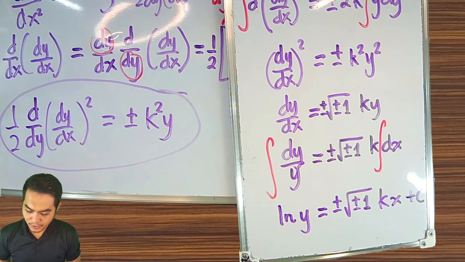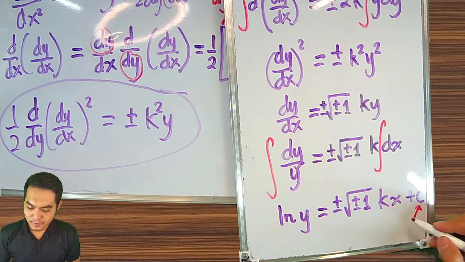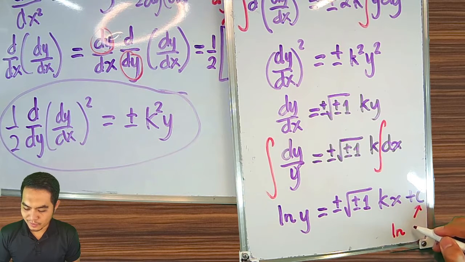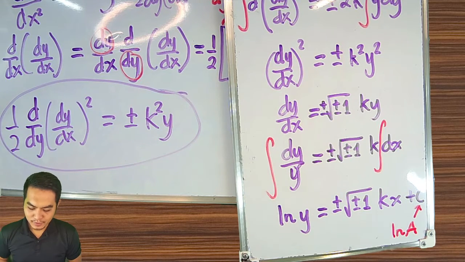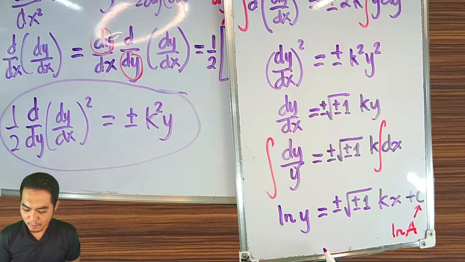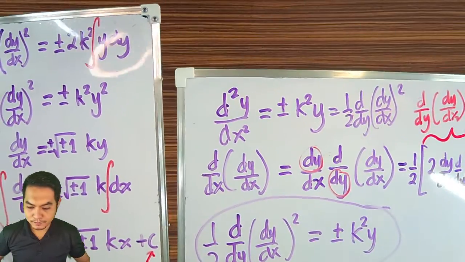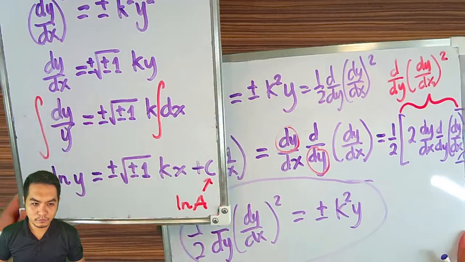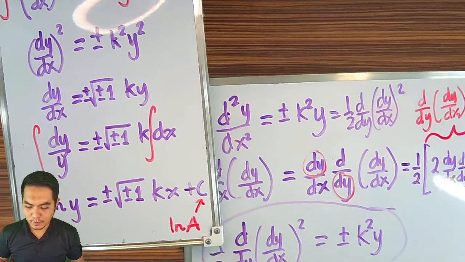So I can actually let my integration constant be, say, some ln of a, so that when I transpose this integration constant here, I will have ln of y minus ln of a, which is just ln of y over a. So essentially my equation will now look like something like this.